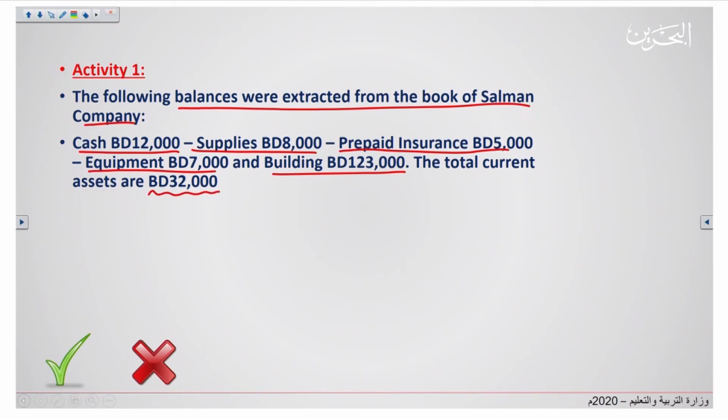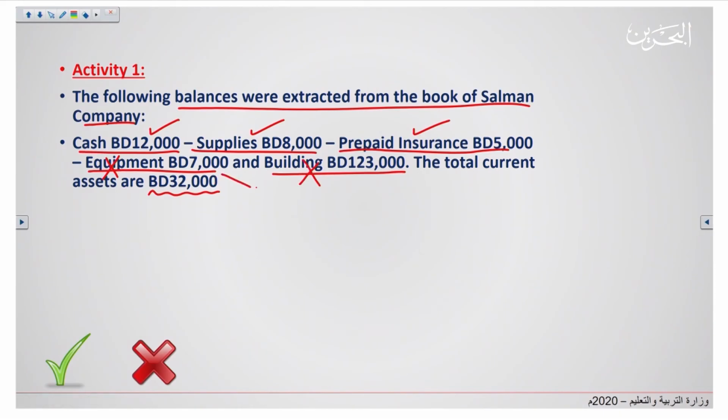The only way to make sure if it is correct or wrong is by solving it. So we will first classify our current assets here. Cash is a current asset, so I will take it. Supplies is also a current asset, and prepaid insurance is also a current asset. Let's check the equipment. They are long-term assets, which means they are not current assets. Building are also long-term assets.